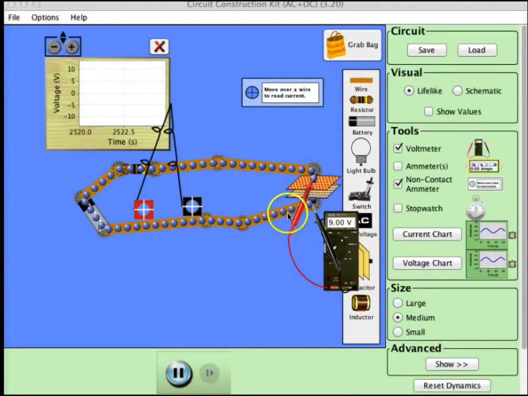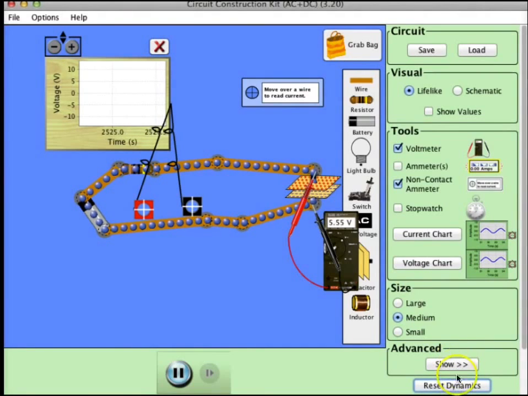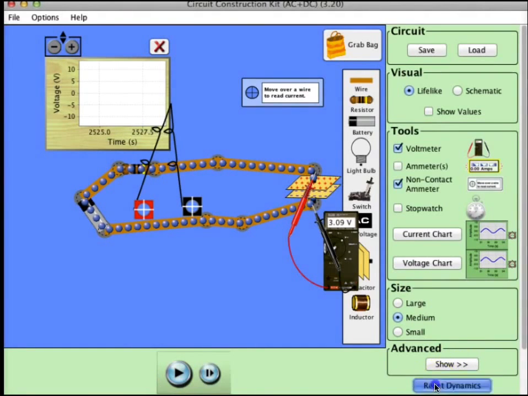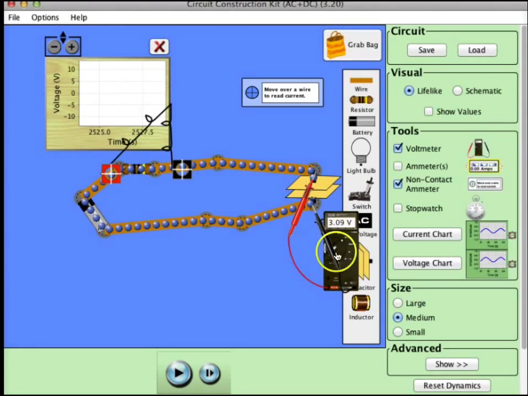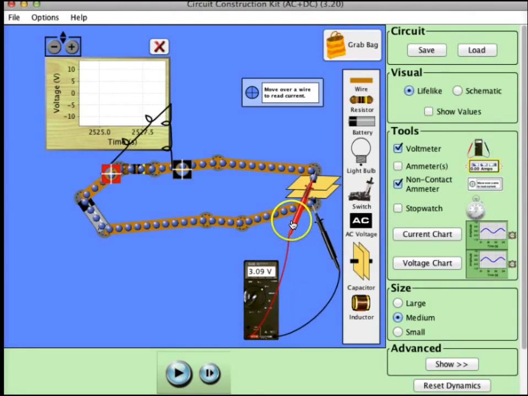So here you have the simulation that we had earlier. Okay, I'm going to reset the dynamics. Here you can see I have a capacitor and it's empty. I have no charge on it. Over here I have a resistor. Now this over here is a little graph and it's going to show the voltage across my resistor. Over here I have a voltmeter and it's going to tell me the voltage across the capacitor.